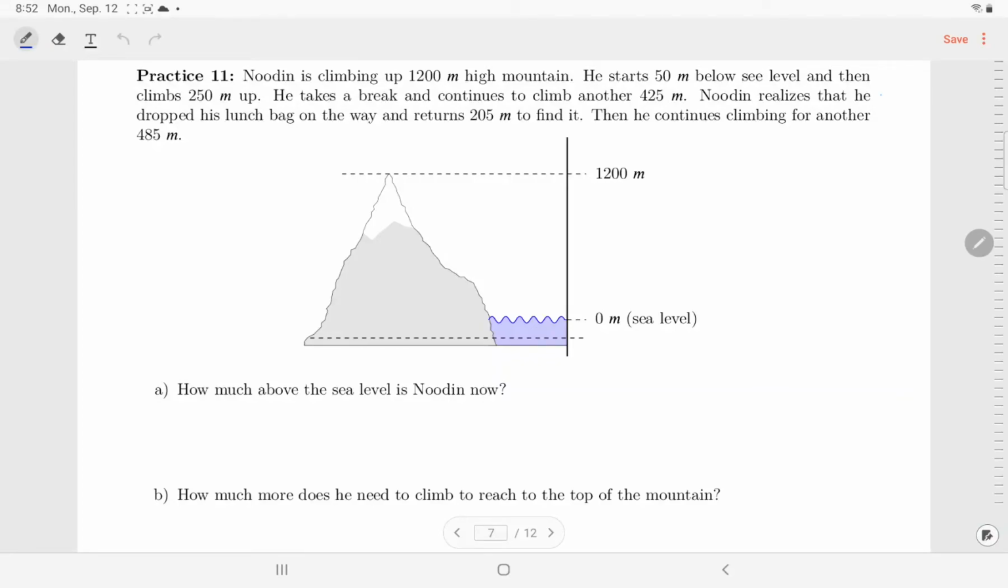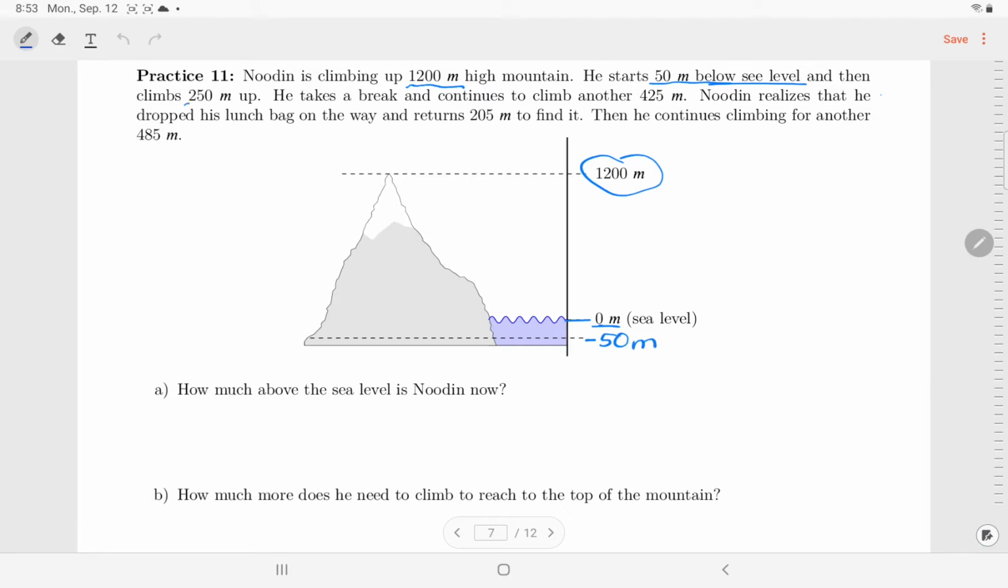This is lesson 1.2, integers. Practice 11. Nudin is climbing up a 1,200-meter high mountain. He starts 50 meters below sea level. Remember that sea level is at 0 meters. So if he starts at 50 meters below sea level, he starts at negative 50 meters.